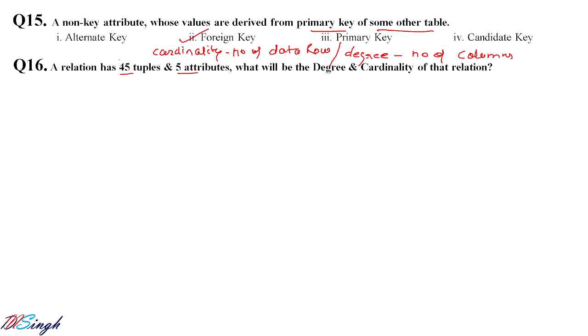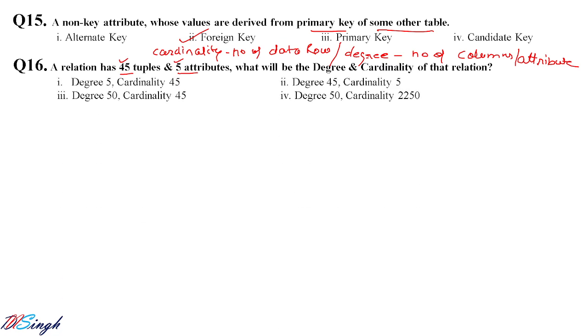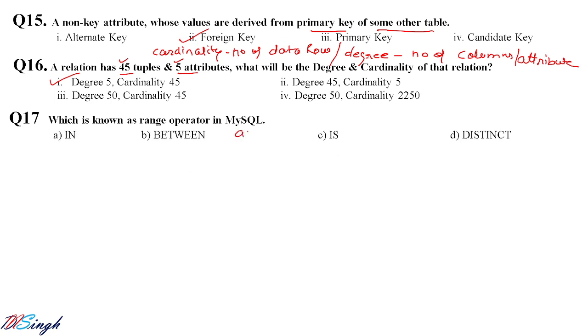So what is the cardinality here? 45, and 5 attributes. Columns are also called attributes. You have to keep that in mind. So here degree is 5 and cardinality is 45. Let us see the answer. Degree is 5 and cardinality is 45. Let us go for the next one: which is known as range operator in SQL? So between and is known as range operator. It is used to specify the range in MySQL.